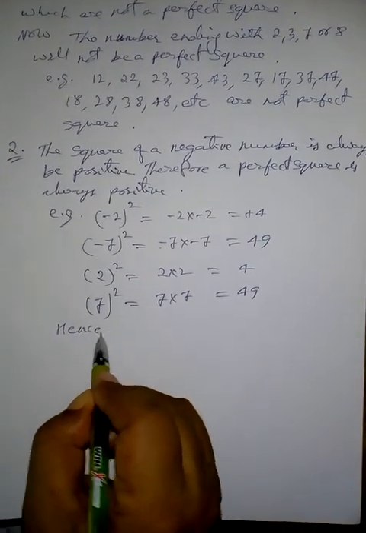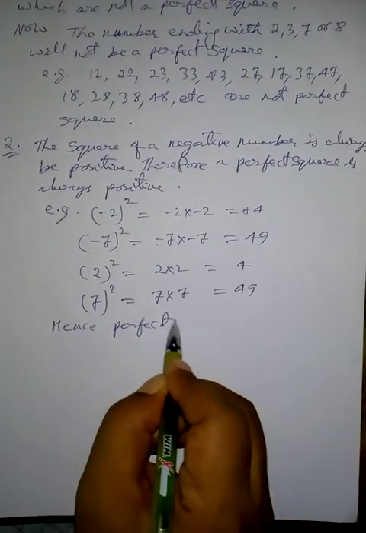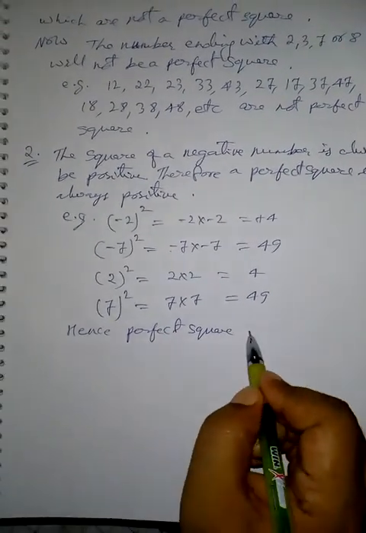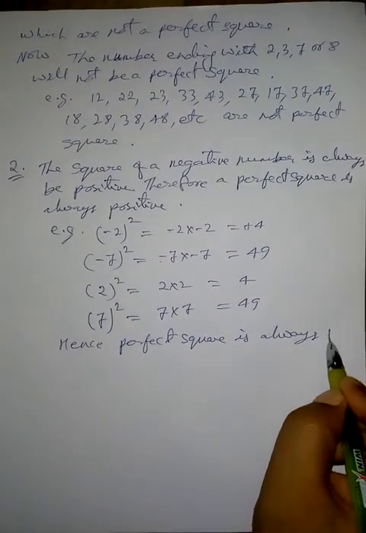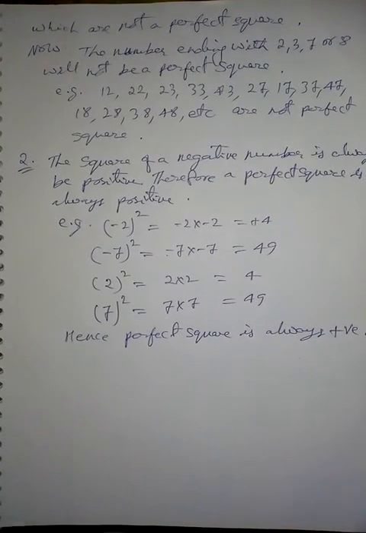Hence, a perfect square is always positive. It can never be negative.